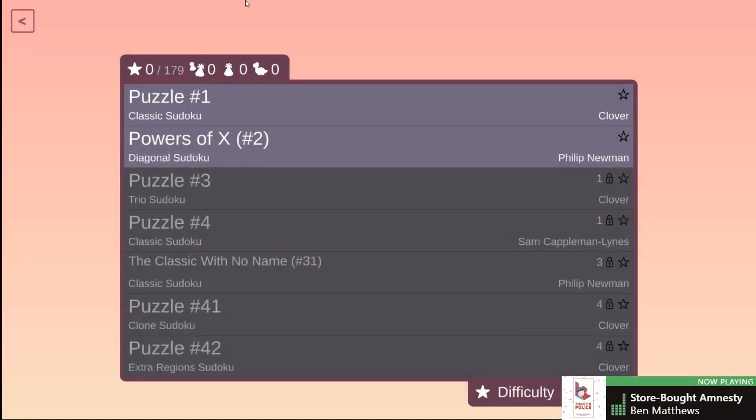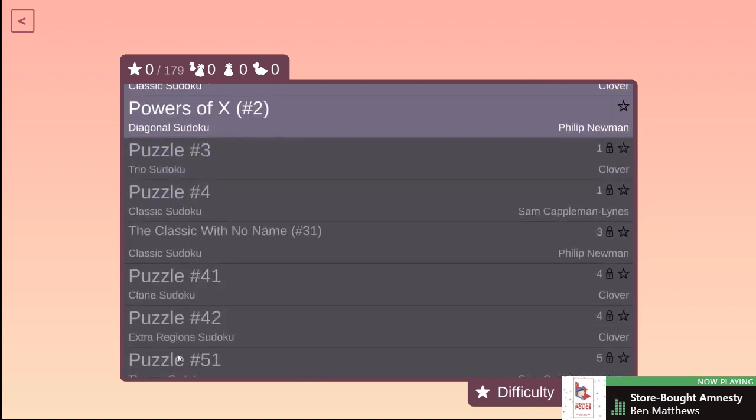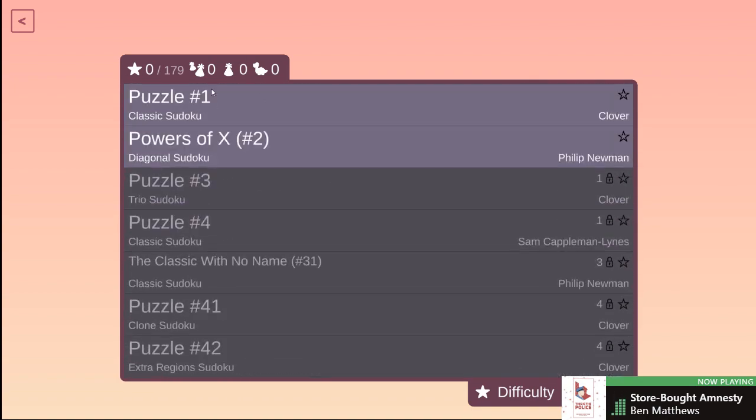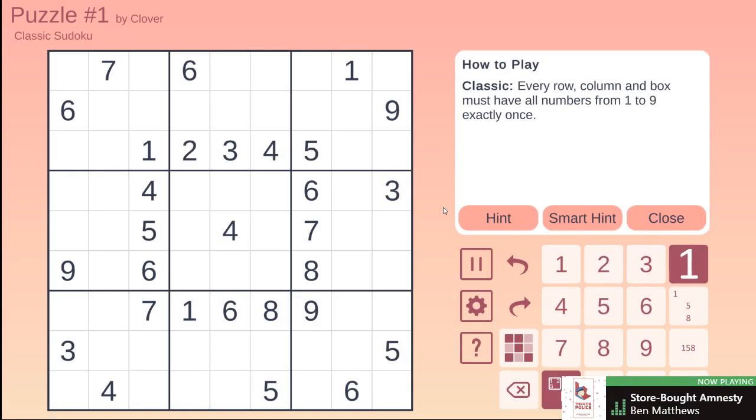So this is GAS, Generally Approachable Sudoku, I think it's called. I'm not great at Sudoku. I don't know all the advanced techniques or anything, so this is important that I do this. So let's start with puzzle 1. And this one's just classic Sudoku.